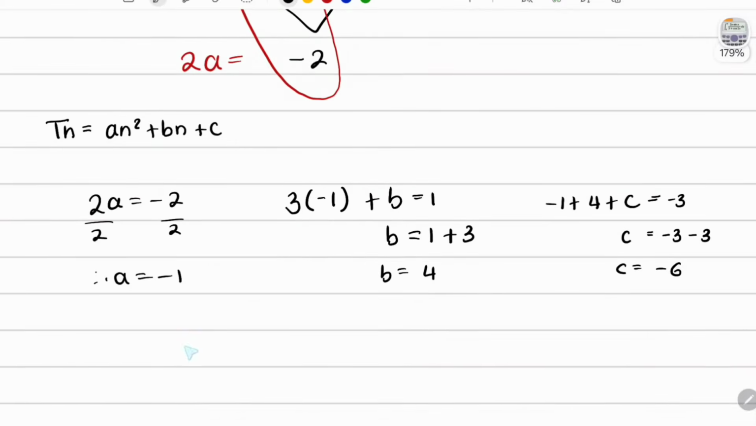So there we go. We have just substituted into this equation. Tn is equal to negative, since it's negative 1, just call it negative n squared, plus 4n and then minus 6. And that is our formula. Simple like that. And we move on to the next question.